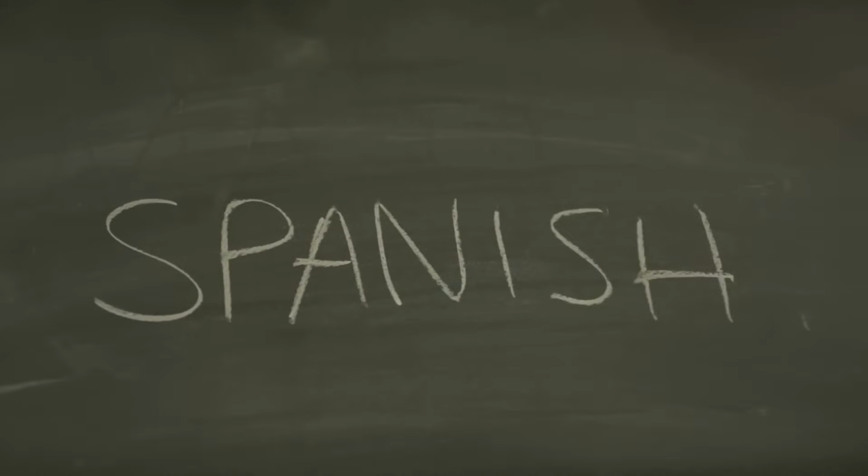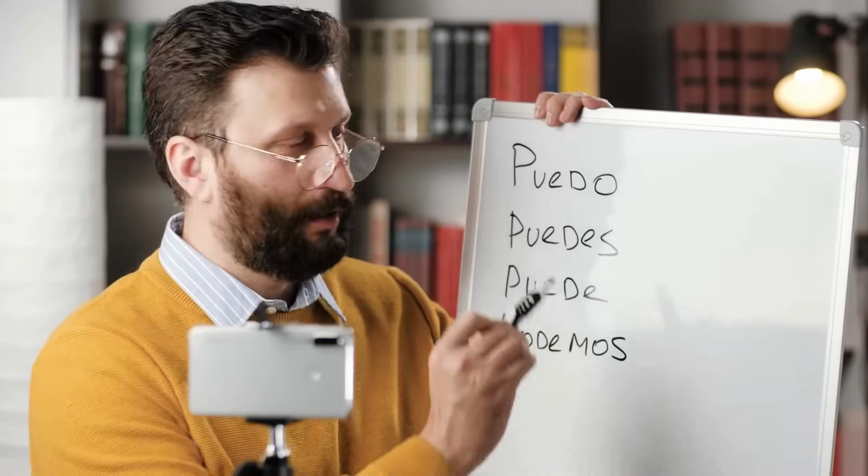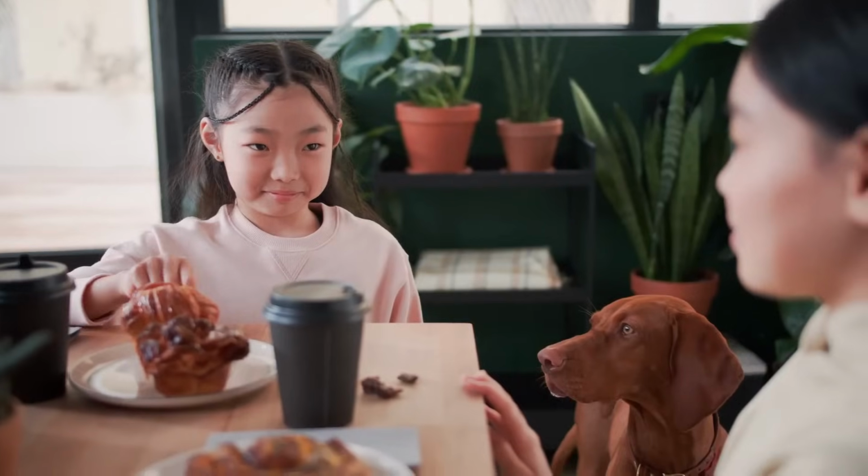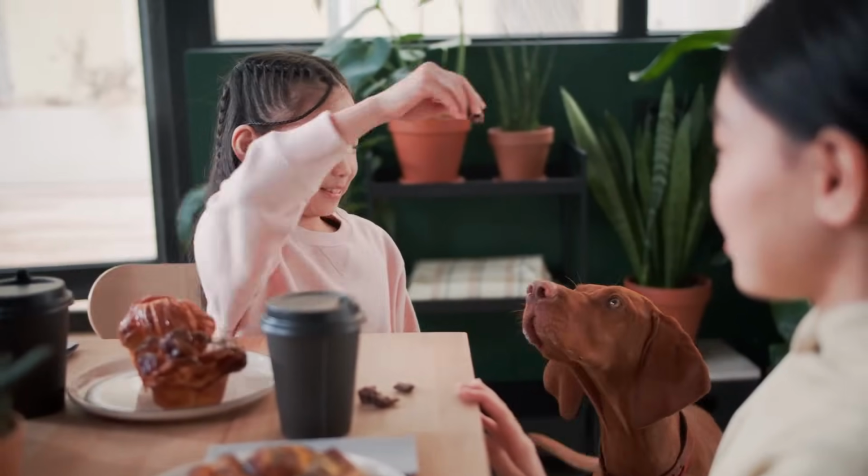Let's learn how to use tener in the present tense. Remember, Spanish verbs change their form depending on who is performing the action. Yo tengo frío. I am cold. Tú tienes hambre. You are hungry. Él, ella, usted tiene sed. He, she, you formal is thirsty.